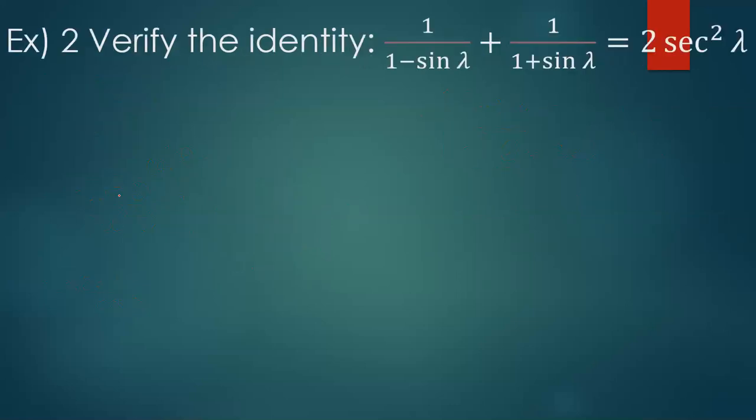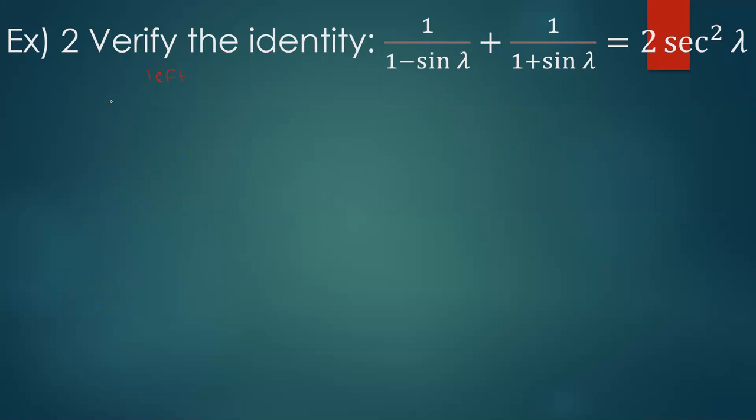Number two, verify the identity. We have 1 over 1 minus sine alpha plus 1 over 1 plus sine alpha equals 2 secant square alpha. So the first step is to pick a side. You usually don't want to pick the easy side; you usually want to pick the harder or longer side. So I'm going to pick the left side.